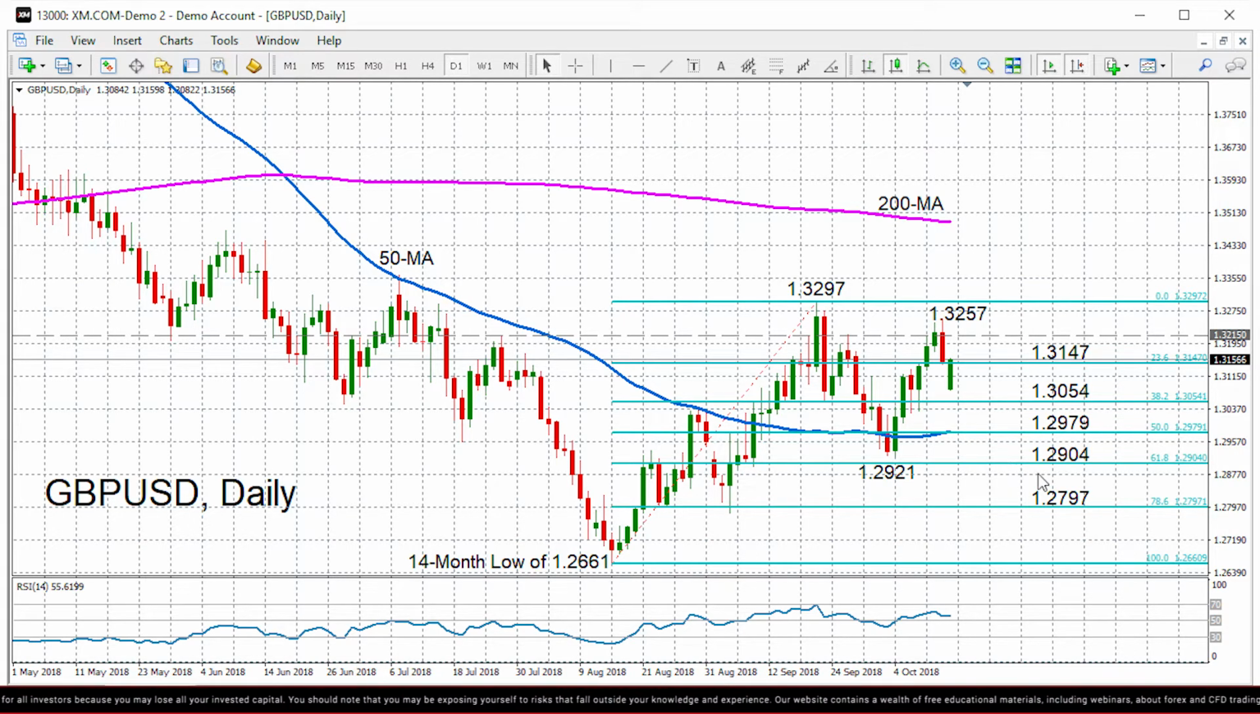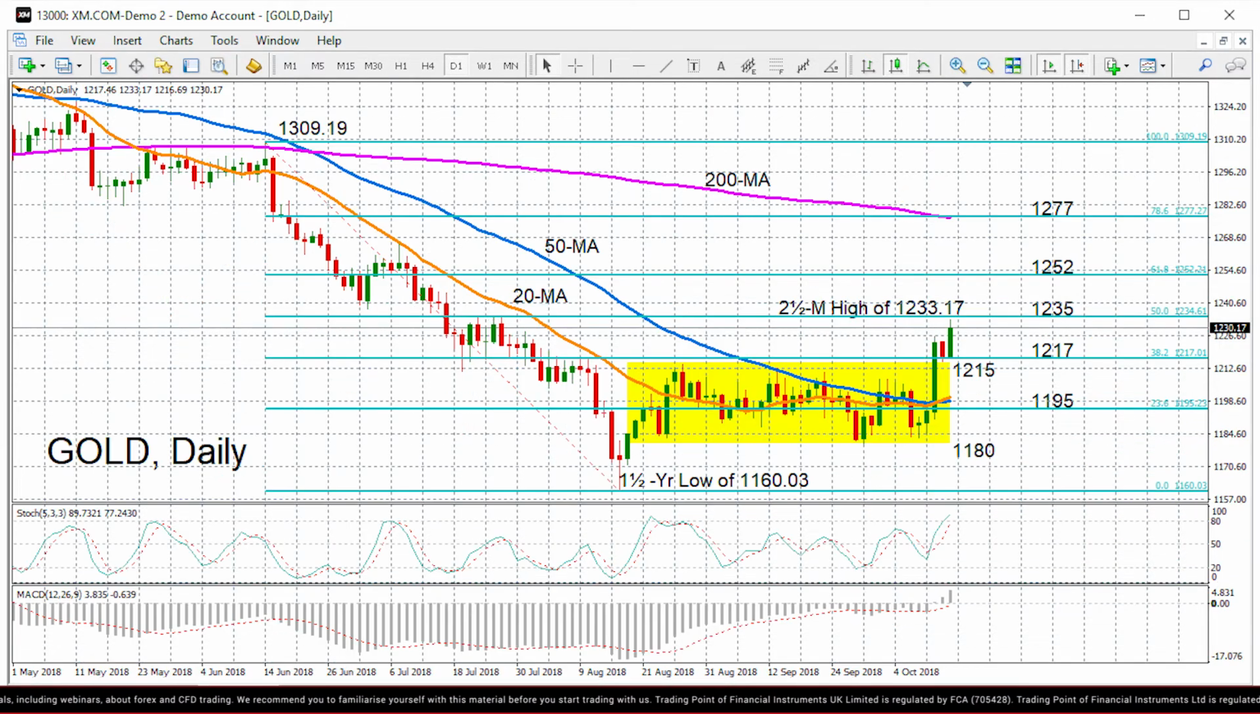another downslide towards the 1.29 level, which is the 61.8% Fibonacci. Below that, at just below the 1.28 handle, is the 78.6% Fibonacci. So those are key levels to watch out for if we were to see another sell-off in pound dollar.